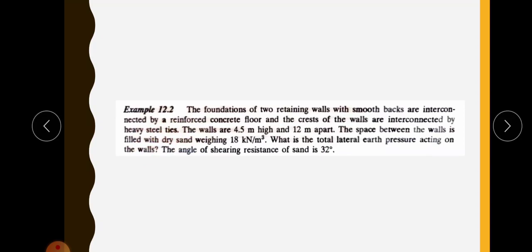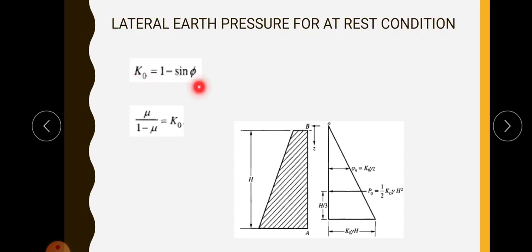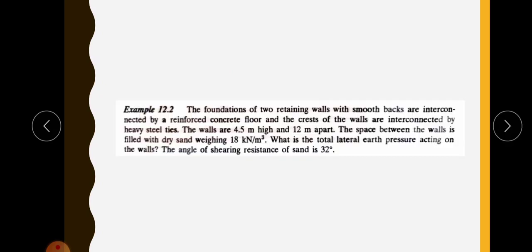That is a very simple equation. Here we have to find out the total lateral earth pressure, and the height of the wall, capital H, is 4.5 meter. The angle of shearing resistance is 32. Since this is at rest condition, initially we have to calculate the coefficient of earth pressure. For at rest condition, the coefficient of earth pressure is 1 minus sine phi, that is k naught is equal to 1 minus sine phi, because here the angle of shearing resistance is given and it is 32 degree. So 1 minus sine 32 will give the value of k naught, the coefficient of earth pressure at rest condition.